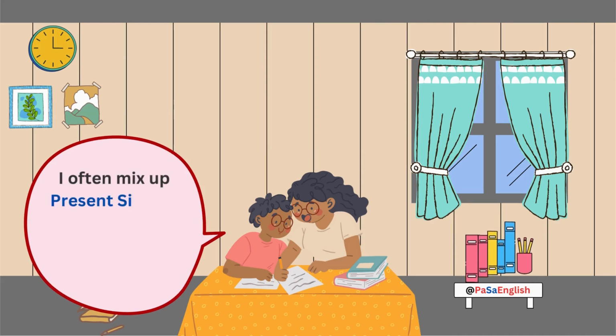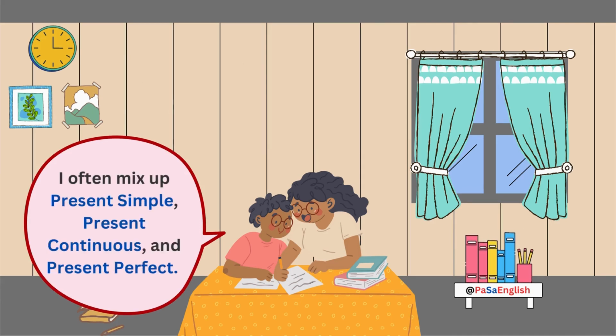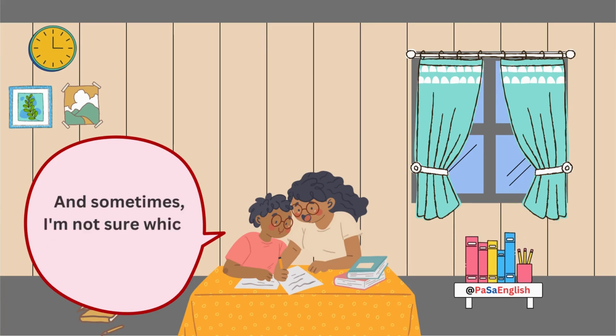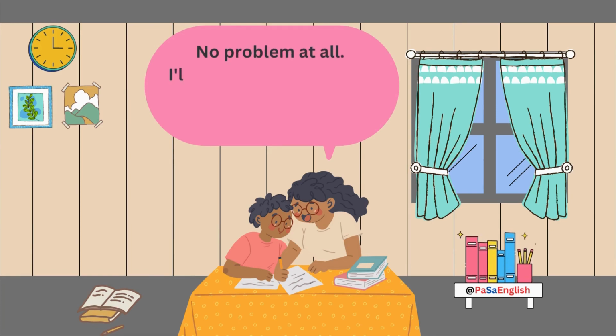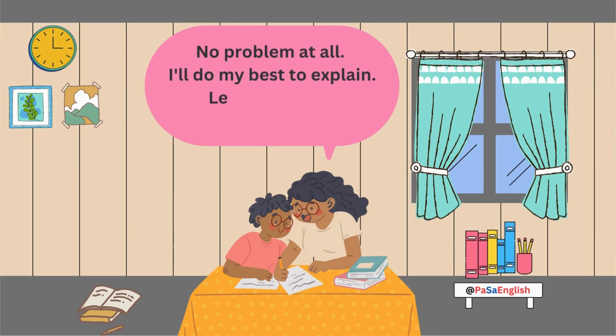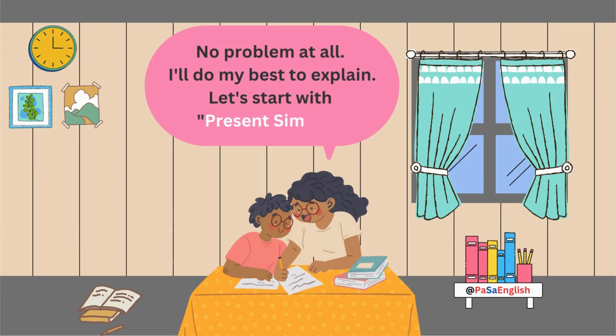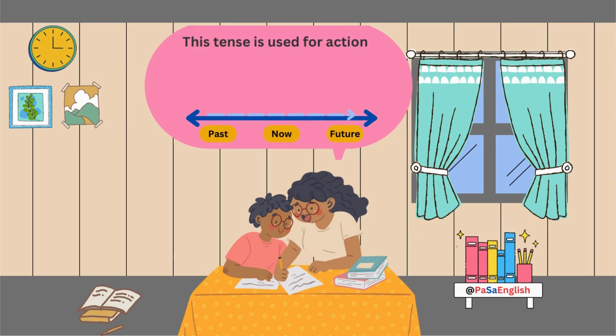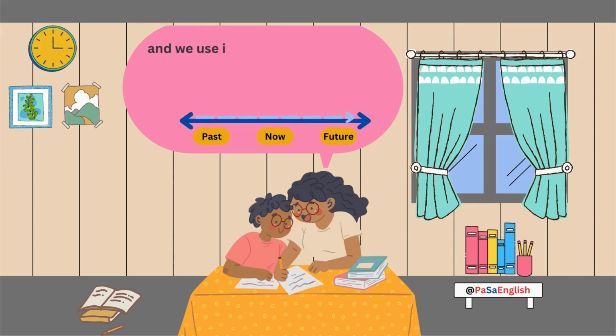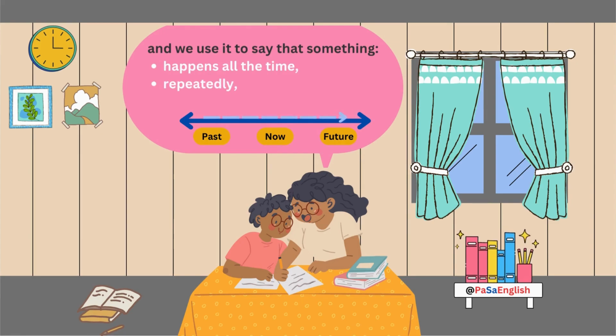I often mix up present simple, continuous, and present perfect. And sometimes, I'm not sure which one to use. No problem at all. I'll do my best to explain. Let's start with present simple. This tense is used for actions that are general truths or permanent situations. And we use it to say that something happens all the time, repeatedly, or habitually.